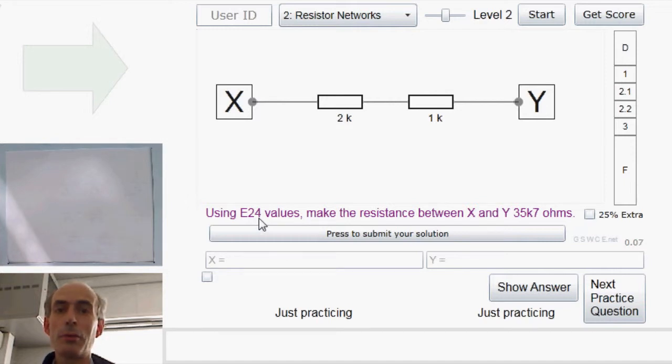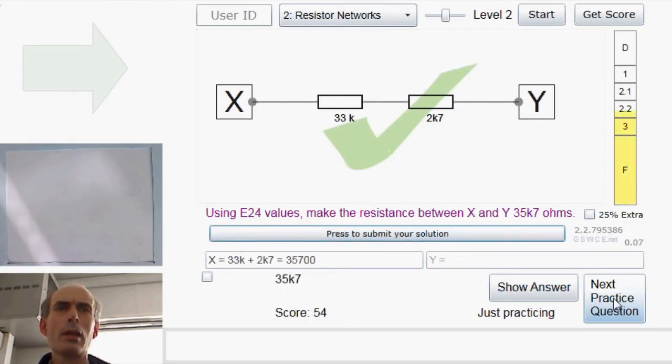That's worth looking up. It's in the back of the lab script or in any of hundreds of web pages online. It's useful to have a list of the E24 values next to you when you're trying to do these type of problems. Anyway, we're trying to use E24 values to make this total resistance 35.7K. I can see how to do that because I know that 33K is an E24 value and so is 2K7. If I add them together, I get the answer that I want. So I can make that 33K, make that 2K7, and I'm done.